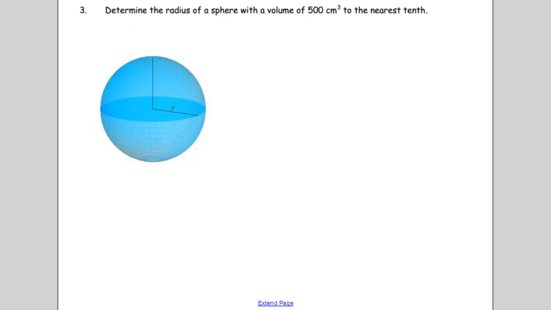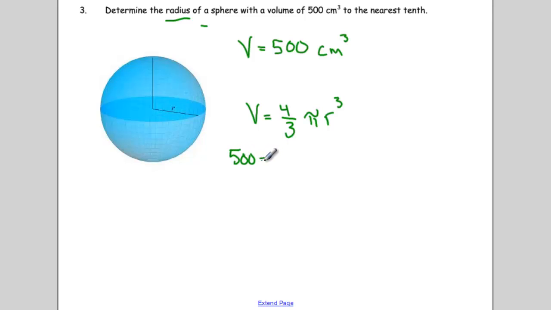And finally, let's say we have a sphere that we know has a volume of 500 centimeters cubed. And we want to work backwards and find the radius. So we know that the volume of a sphere is equal to 4/3 times pi times the radius cubed. So plugging in 500 for the volume, I need to solve for the radius. And this is a little bit more complicated.